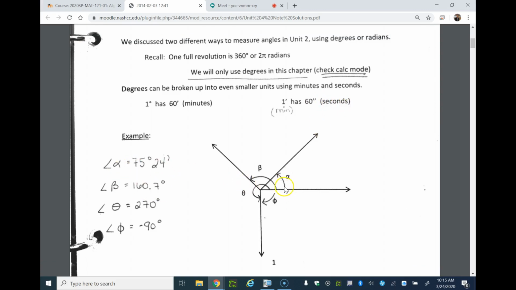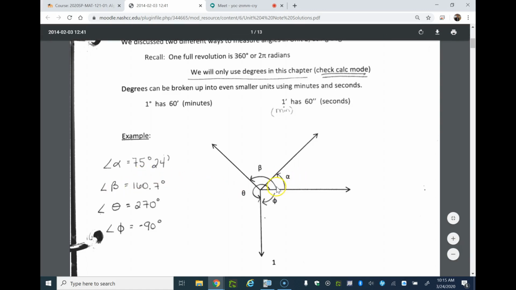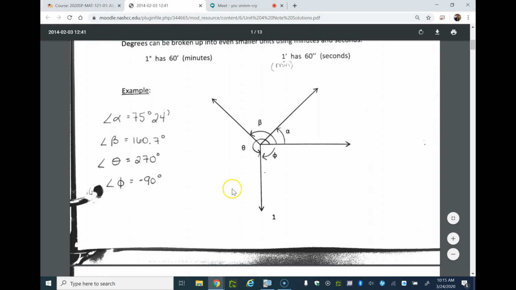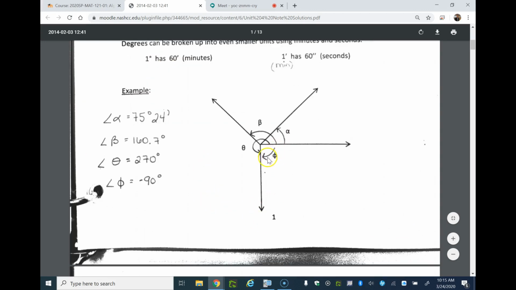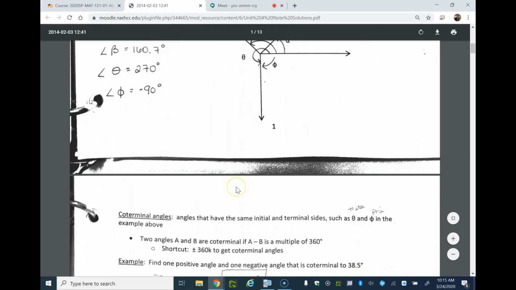So this 75 will represent this little part here. The beta will represent from here all the way from here. The theta represents all from here, and so forth. So these are just other ways of looking at angles. And if you go backwards, this angle here called phi goes backwards. That's why they have the negative 90 degrees for this particular one.